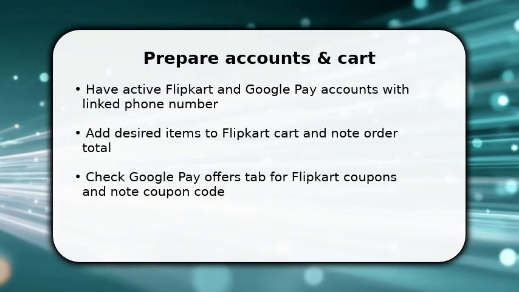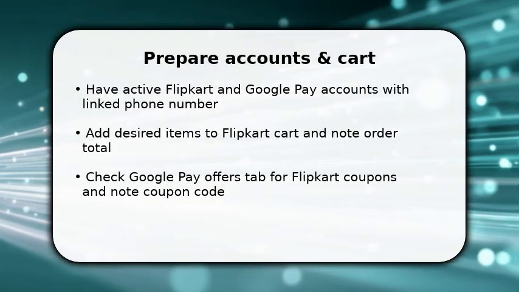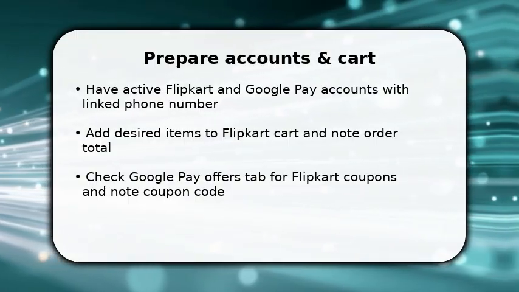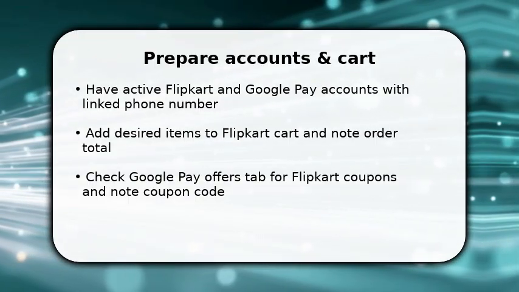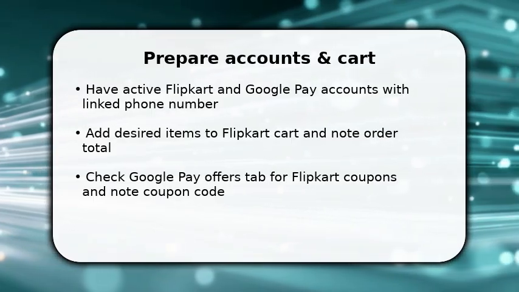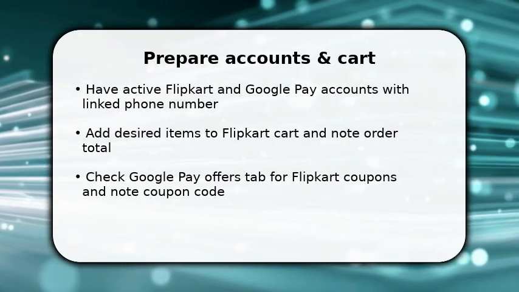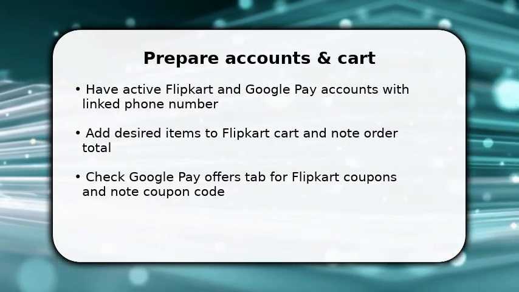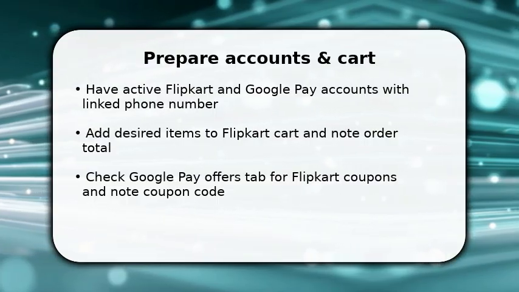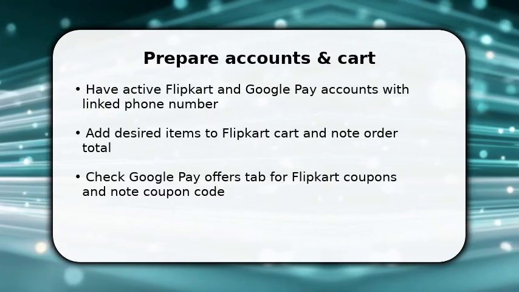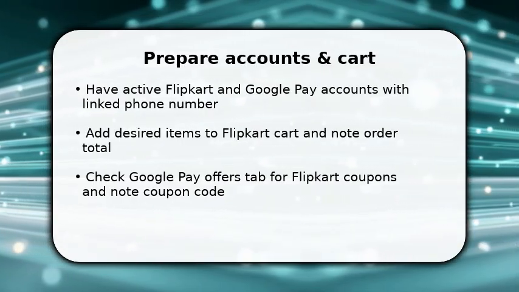You start by confirming both accounts are ready and the phone number matches. This avoids verification delays. Open Flipkart, add the items you want, and keep the cart visible so you can watch totals change. Then switch to Google Pay and locate the Flipkart offer, note the coupon code, and any minimum order value or expiry. Once done, return to Flipkart with the coupon details in hand. This ensures you can apply it during checkout without losing the cart.